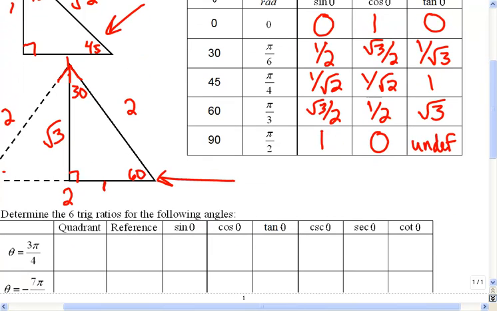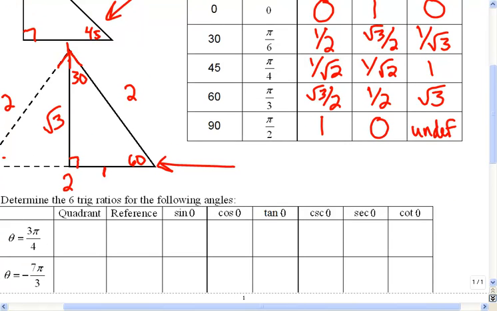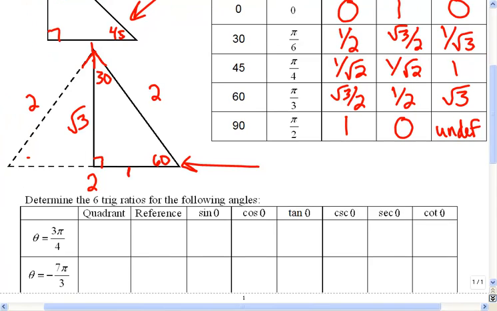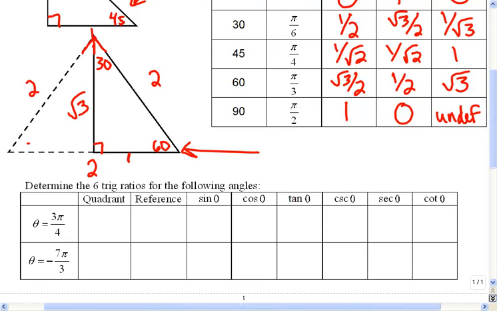Okay, so what we're going to do now is try looking at how we apply these exact values. So for the first thing, we're going to do the angle 3 pi over 4. Okay. So the questions are still the same that we've been asking since we started this part of trig. First of all, what's the quadrant for 3 pi over 4? Yeah, it's quadrant 2. Okay. What's the reference angle for 3 pi over 4? Yeah, pi over 4.